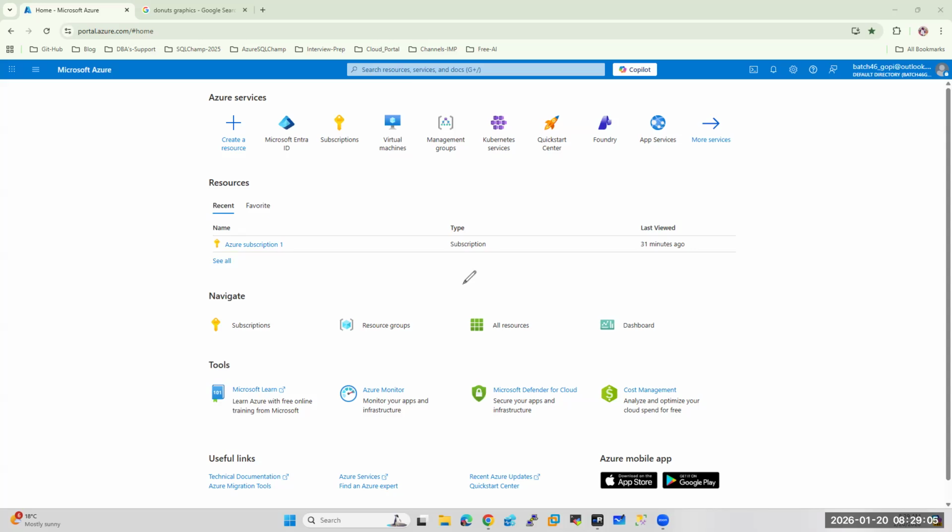So as of now, don't create the free trial subscription, hold. Meanwhile, you can form a team of one or two people, or you can practice individually. Once you log into the portal, if you don't have a credit card, you can borrow one from a friend. Microsoft will charge only ₹2, nothing more. For example, you decide to create the free trial subscription.